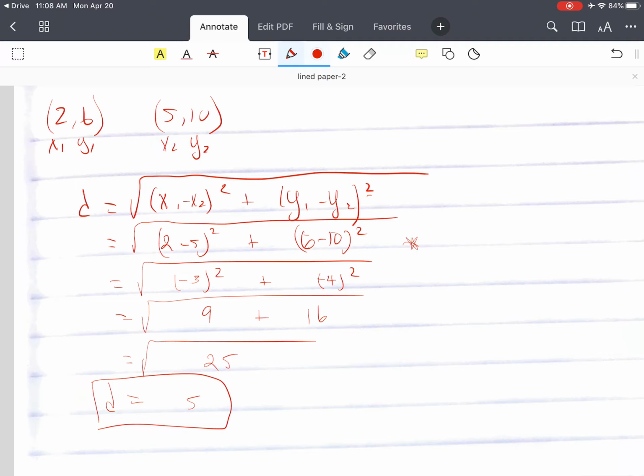Now, you could have fixed it right up here. You could have done 5 minus 2. That still would have given you a positive 3. And a positive 3 times itself is positive 9. Right? Just like a negative 3 times a negative 3 is a positive 9. So that's what I mean by it doesn't really matter if it's x1 and y1, x1 or x2. It doesn't matter the order. And that's it, actually. Okay?